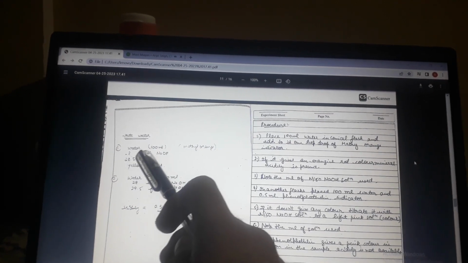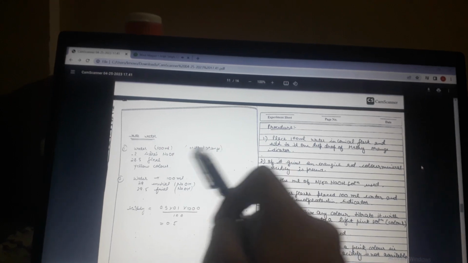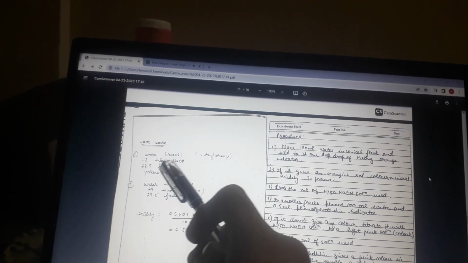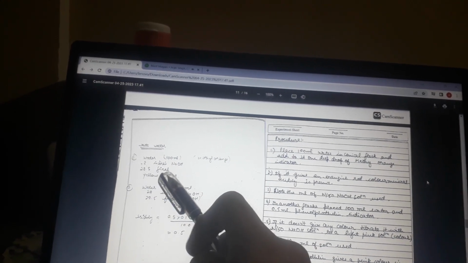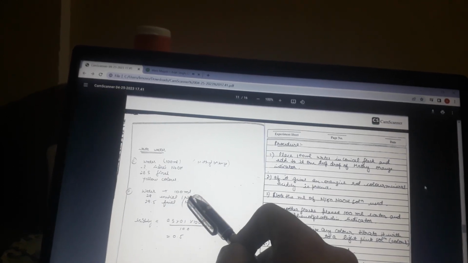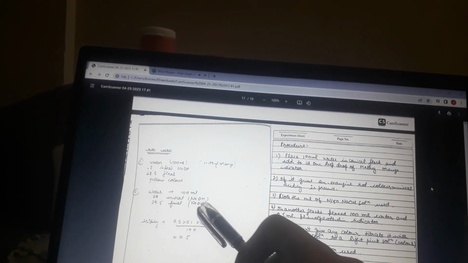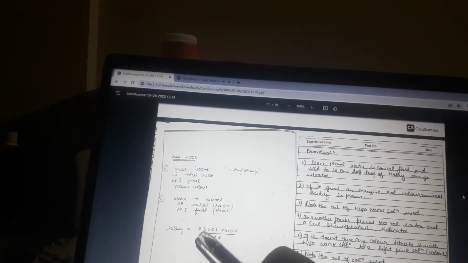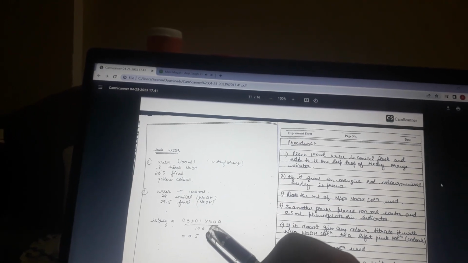Wastewater: water 100 ml, methyl orange, initial sodium hydroxide 28.5, final yellow color; water 100 ml, 29 initial sodium hydroxide, 29.5 final sodium hydroxide. Acidity is equal to 0.5 into 0.1 into 1000 by 100, is equal to 0.5.